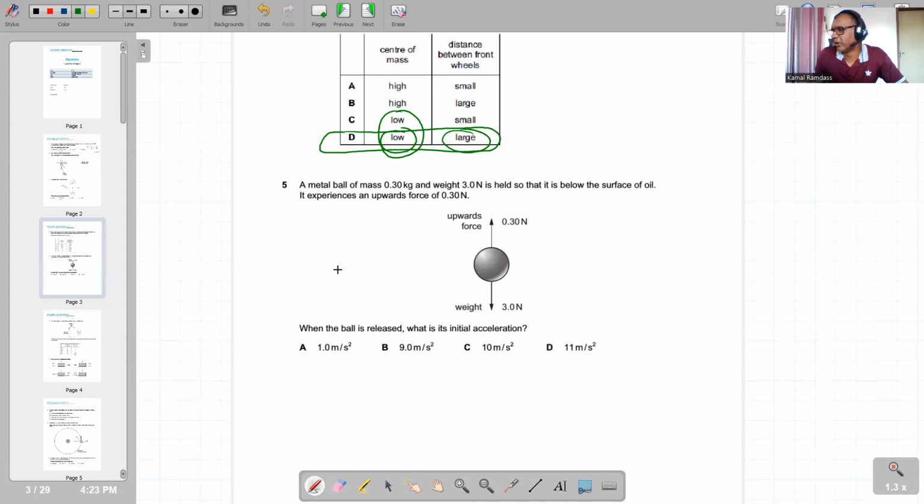Cinquième question. A metal ball of mass 0.3 kg weighs 3 Newton is held so that it is below the surface of oil. It experiences an upwards force of 0.3 Newton. Ça veut dire resultant force, c'est 2.7 Newton. Et c'est F. Et qui nous prouvé? Initial acceleration est divided by M. Ça veut dire 0.3 Newton. Et vous gagnez 9 meters per second square. C'est the initial acceleration.